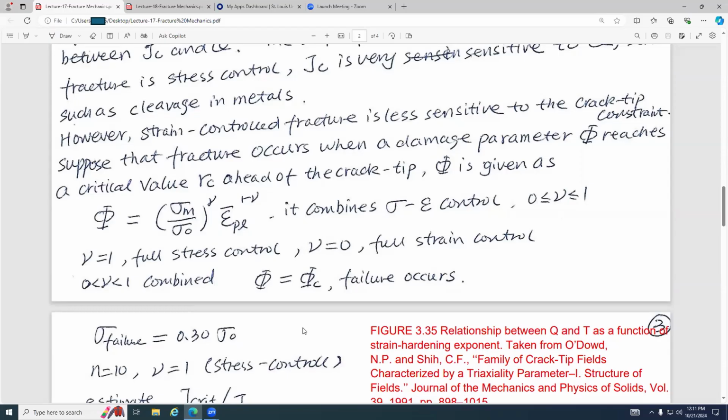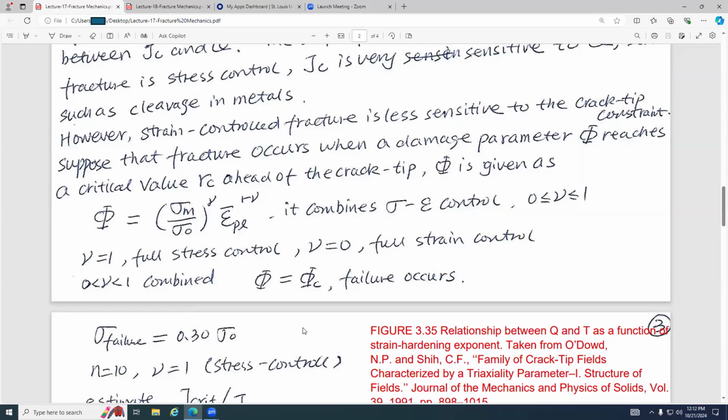If gamma equals 1, this is full stress control. You can see if gamma equals 1, this exponent equals 1 minus 1, which is 0, so the whole thing will be equal to 1.0. That means plastic strain does not make any difference. Only the stress matters. And when gamma equals 0, this is full strain control. That means this phi, the damage parameter, is only related to the plastic strain. So this is how we define full stress control and full strain control.